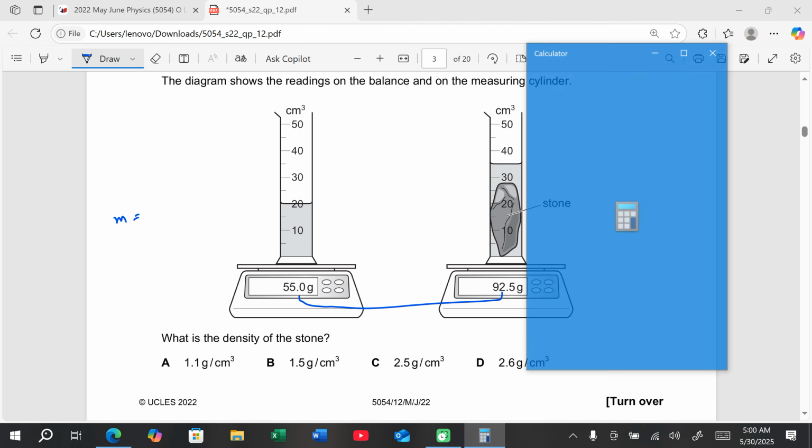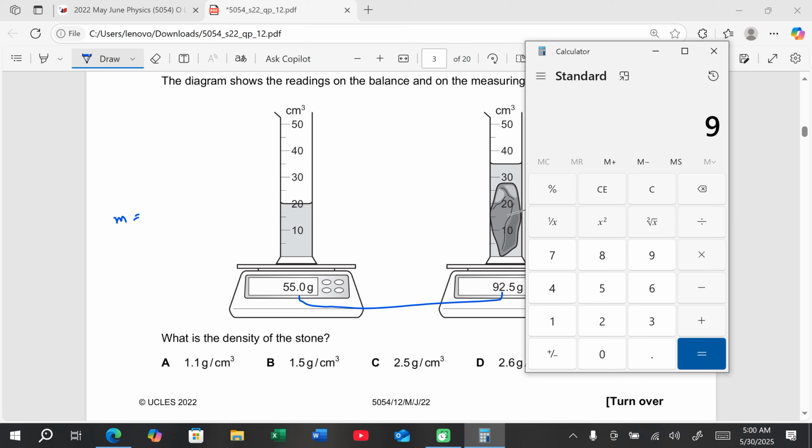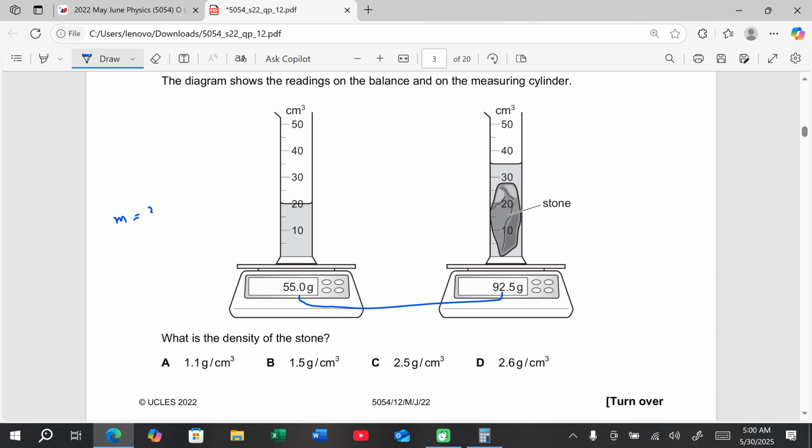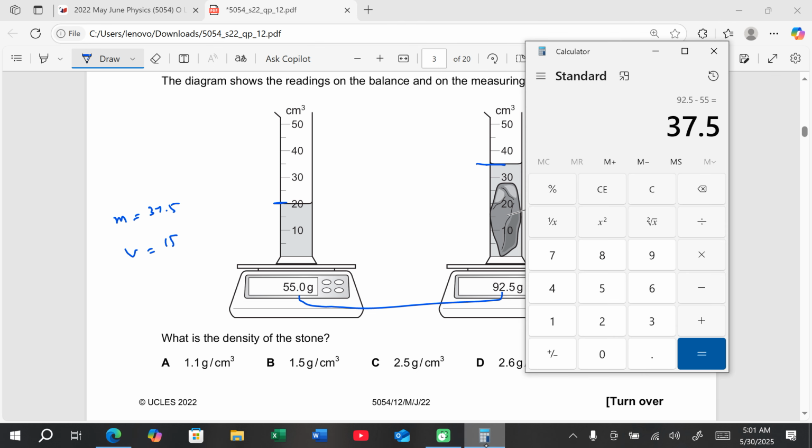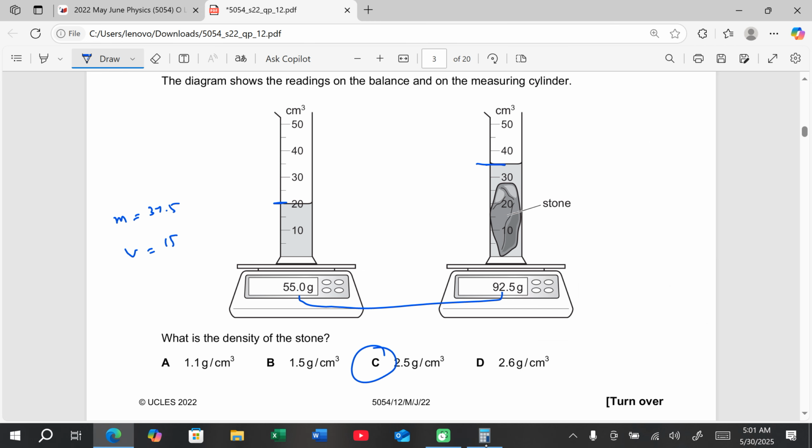So let's open the calculator. 92.5 minus 55, so that is 37.5, and the volume is, this is 35, this is 20, so that's 15. So now we're going to apply this. 37.5 divided by 15, we're going to get 2.5, that's C.